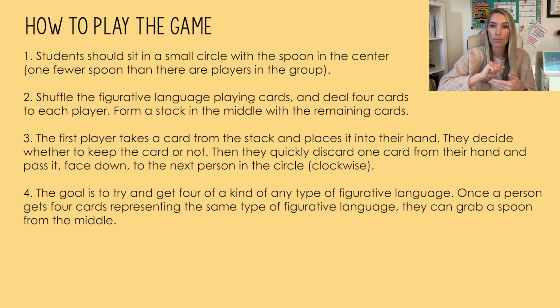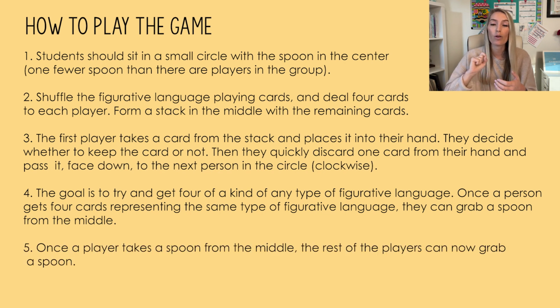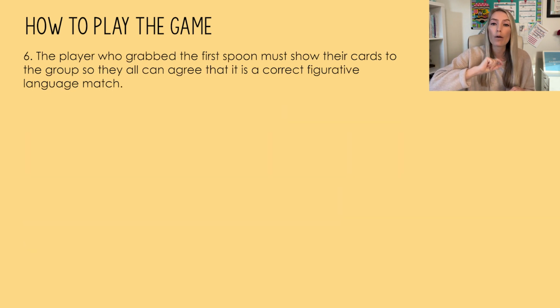Once a player takes a spoon from the middle, the rest of the players can now grab a spoon, even if they don't have 4 cards representing a particular type of figurative language. Because that one student pulled it, everybody else does too. The player who grabbed the first spoon needs to show their cards to the group so that they can all agree that it is a correct figurative language match. You can also have an answer key if there are any disagreements.